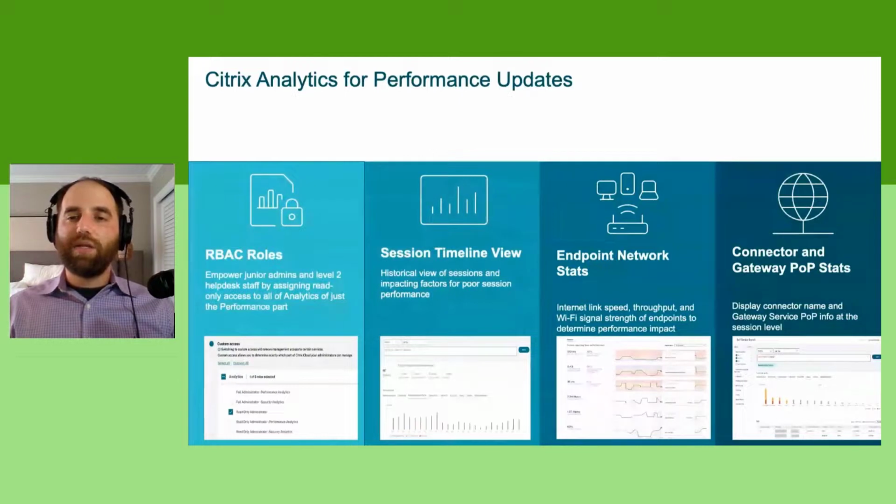Lastly, you can see connector and gateway pop stats. So for customers taking advantage of the gateway service, we're now able to provide additional visibility there for use cases as if a user maybe is incorrectly routed for whatever reason to the wrong gateway pop that's not closest. We can go ahead and surface that. All right, so back to you now, Monica, and let's go ahead and wrap things up.